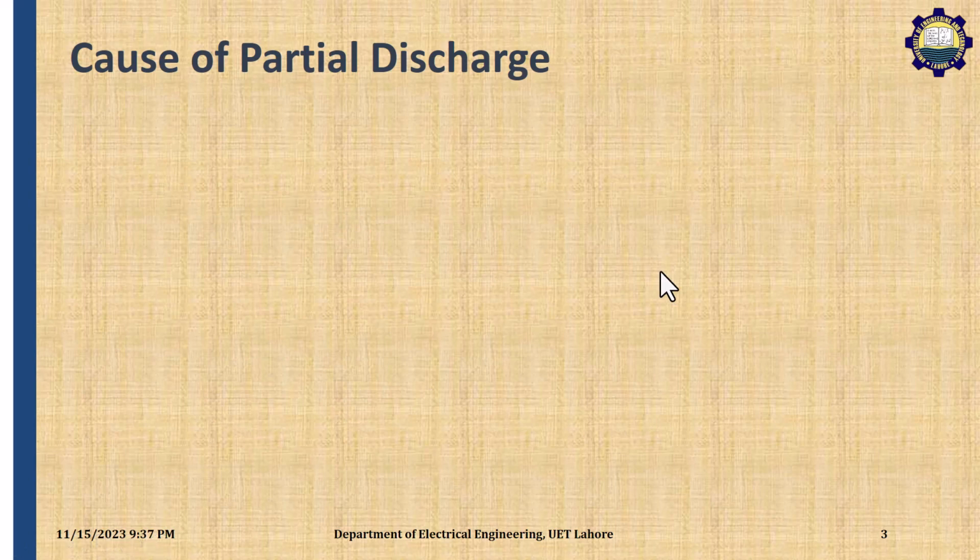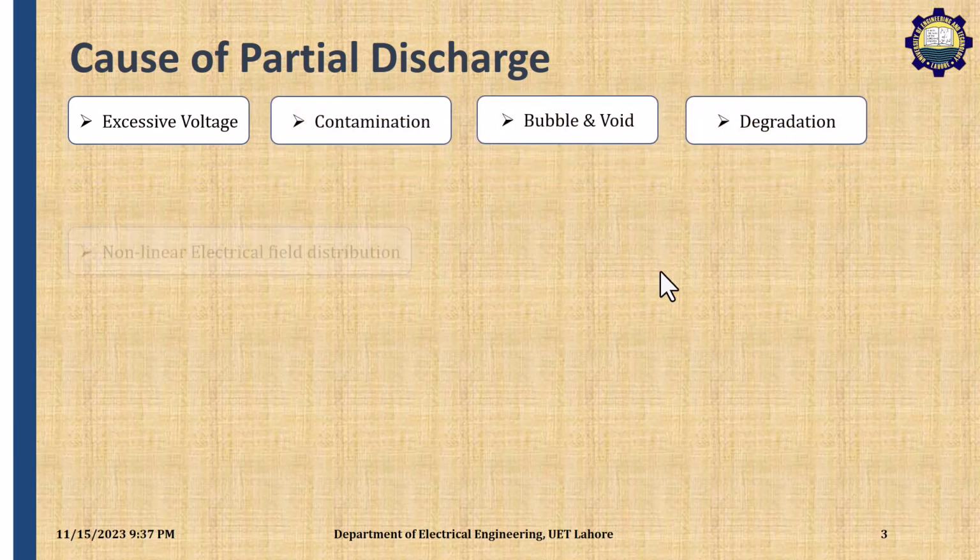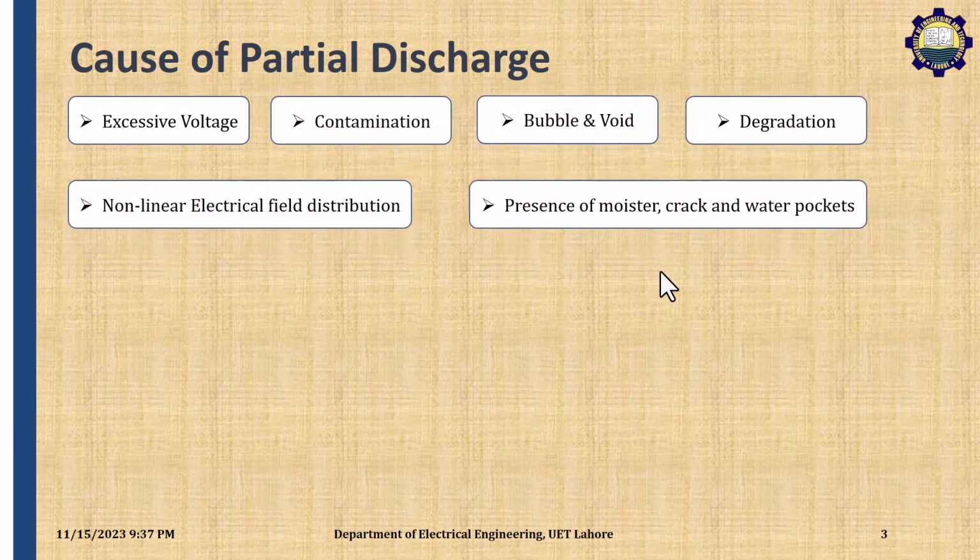So moving on, what are the causes of partial discharge? It is very important to know why partial discharge occurs in the insulation or around the cable. Excessive voltage, contamination. If there is contamination in the insulation, then there will be a partial discharge. A bubble or a void, degradation, and this is important: the non-linear electrical distribution. This is the main cause of partial discharge.